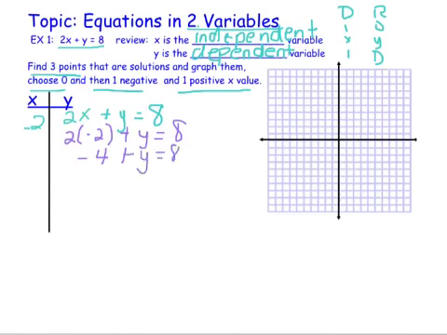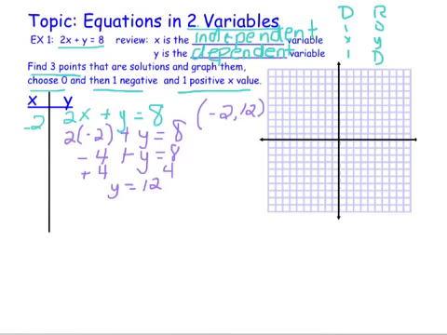Perfect, a one-step equation. I'm going to add 4 to both sides, and I get y equals 12. Perfection. So my coordinate for this one is -2, positive 12. So let's go ahead and graph that.